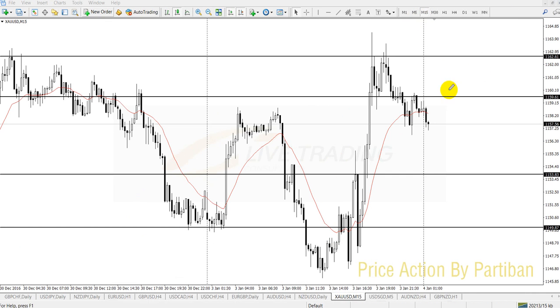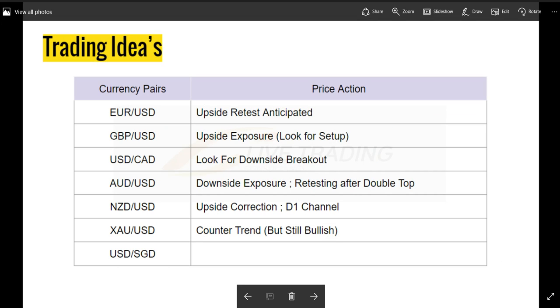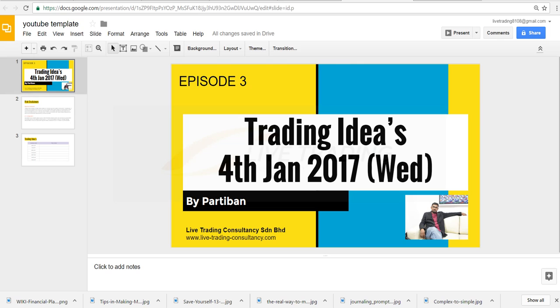If you focus on the 50 minutes, you can see a setup over here. Shoulder, head, shoulder, broke, retest. What is this? Two bar reversal. Enter here, stop loss over here. Good risk reward ratio. So that's yesterday's trading idea. We discussed yesterday's trading idea.